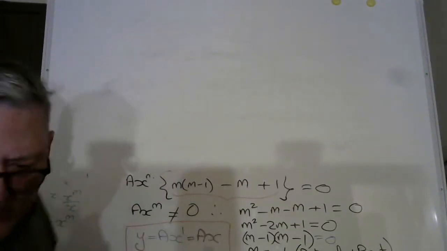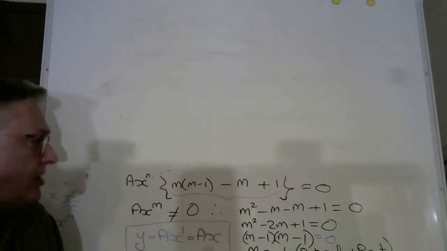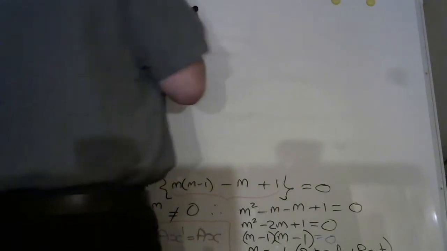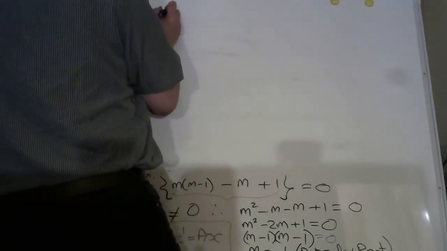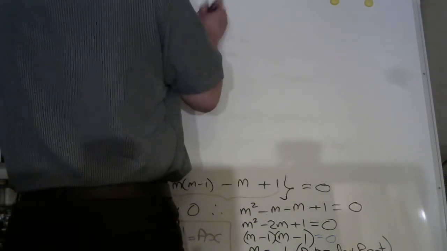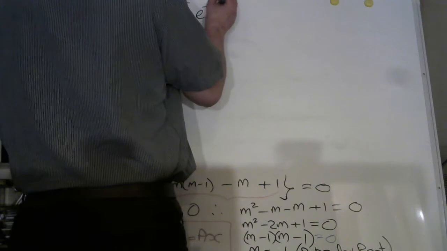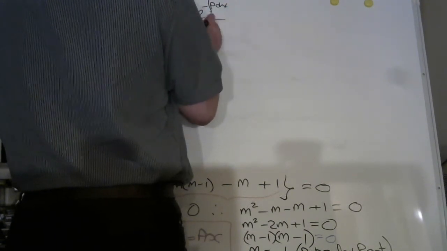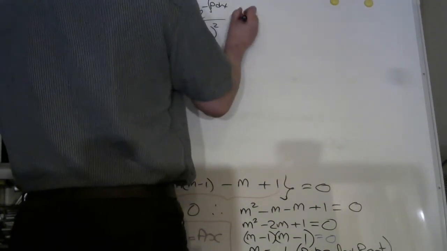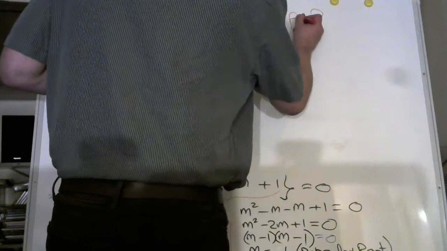Right, there we are. So, how do we find the second linearly independent solution? Well, there is quite a quick way of working this out, and we use the formula y2 equal to y1 times the integral of e to the minus integral of p dx over y1 squared dx. Now this looks complicated, but it really isn't. The only problem is that we need to know what p is. So what is p?